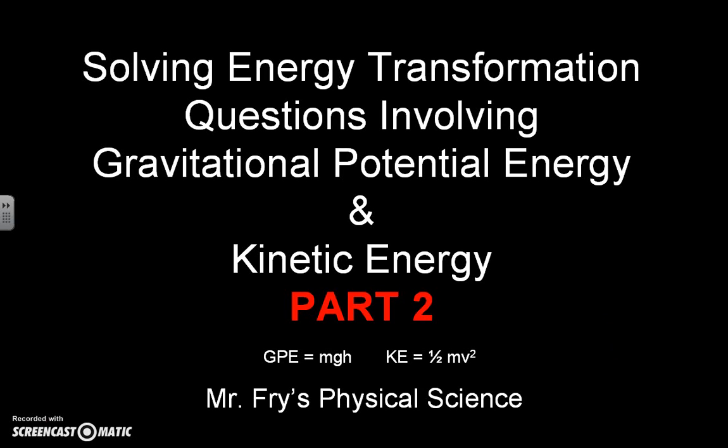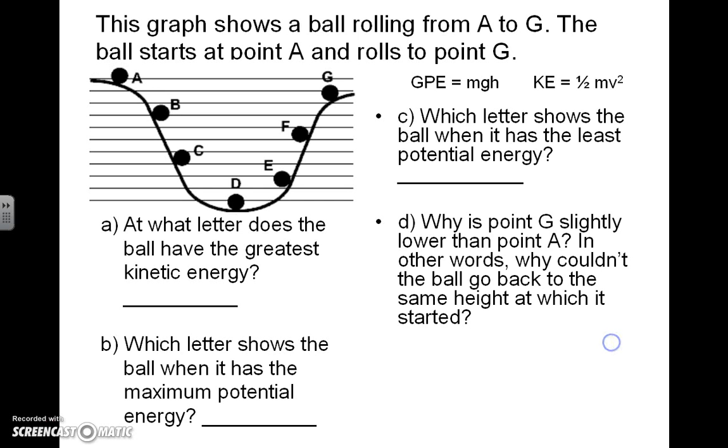Fry back again with part 2 of my video about solving energy transformation questions involving gravitational potential energy and kinetic energy. I'm going to take you through 3 additional problems. This one has a graph that shows a ball rolling from point A to G. It says the ball starts at point A and rolls to point G. And it's got the following questions.